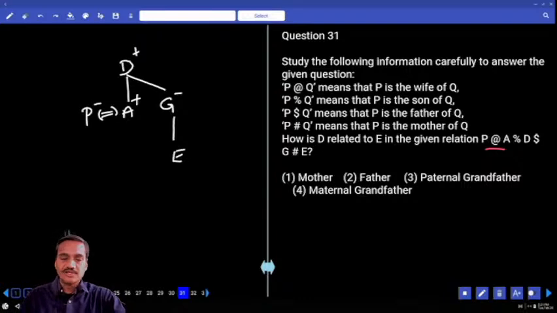Then, how is D related to E? E's mother's father is the maternal grandfather. Maternal grandfather, that is the choice for question number 31. Then 32.